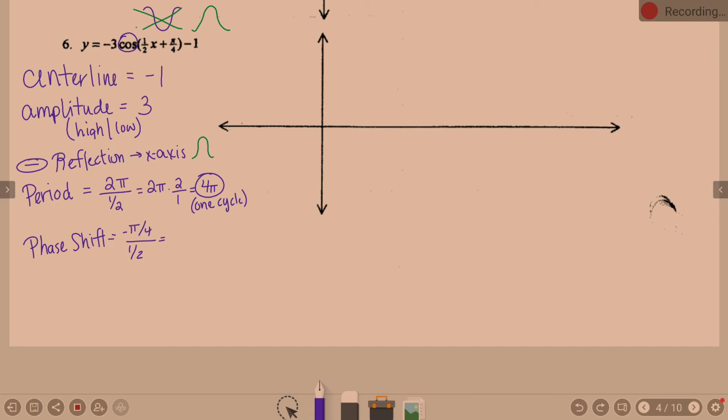How do I divide fractions? Multiply by the reciprocal. So negative pi over 4 divided by 1/2 is multiplying by 2/1. Negative 2 pi over 4, or negative pi over 2. And that is going to be a negative pi over 2, going left. Got it?